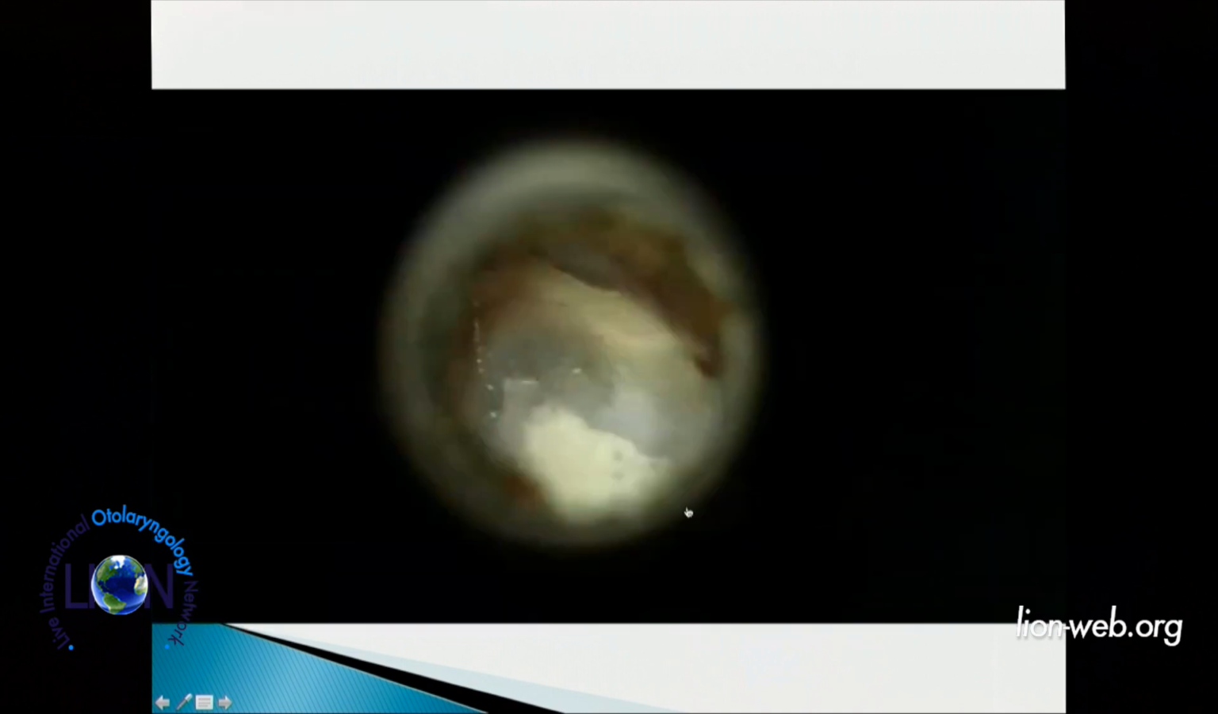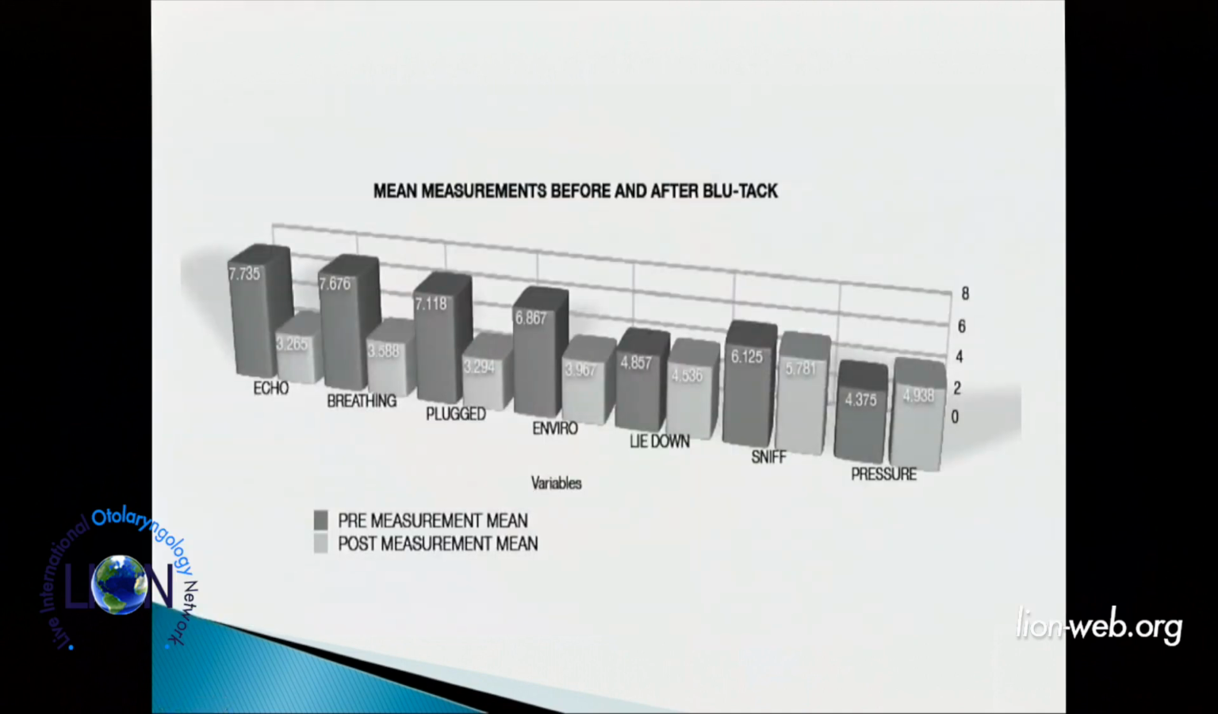So I was bringing them back every couple of weeks. It only lasted about 2 weeks to 2 months, and then I started using Steri-Strips, and that works a bit longer. So then I wanted to do something more permanent.